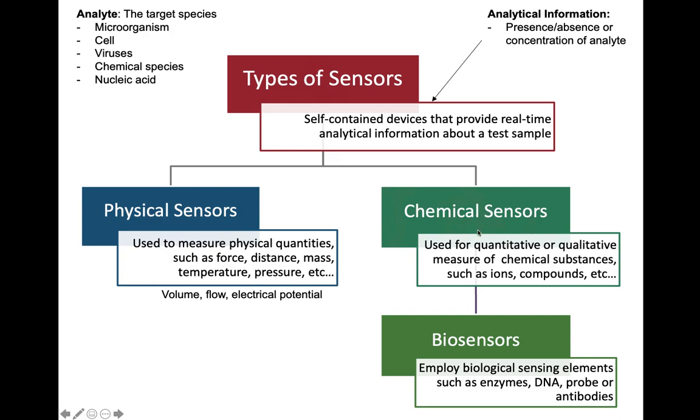In terms of a chemical sensor, it would be a sensor that is used for quantitative or qualitative measure of chemical substances, such as ions, compounds, etc. So we're going to be measuring chemical species as opposed to physical quantities. Now, biosensors are typically considered chemical sensors, although that doesn't have to be the case. They could actually be temperature sensors or pressure sensors even, but typically they're going to employ a biological molecule as the sensing element. That biological molecule could be an antibody, an enzyme, a DNA molecule, or something like that.